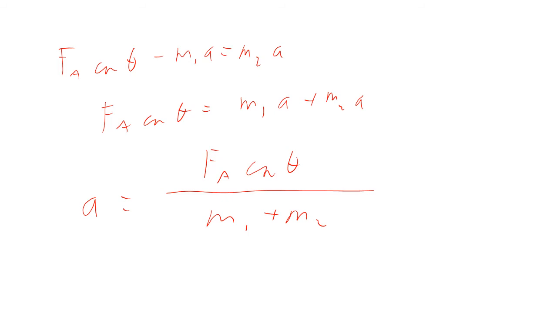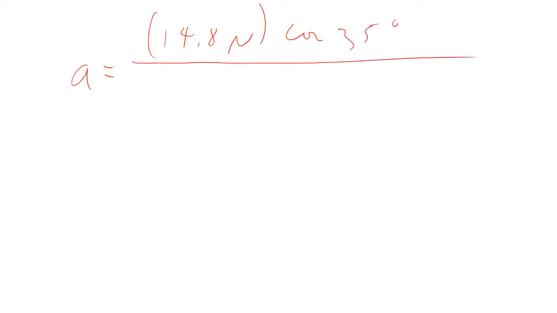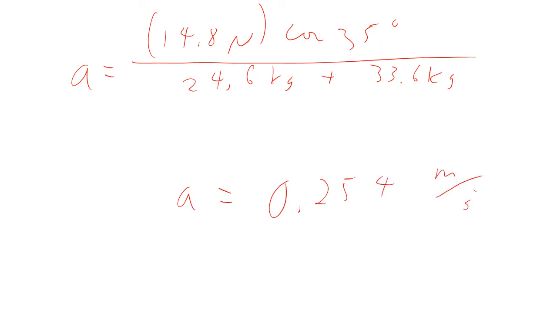Well, I have all these terms, so I just plug in the terms. So that would say, therefore, that the acceleration is going to be equal to 14.8 newtons times cosine of 35 degrees, divided by 24.6 kilograms plus 33.6 kilograms. So the acceleration is 0.254 meter per second squared.